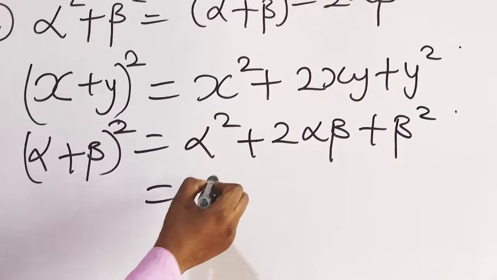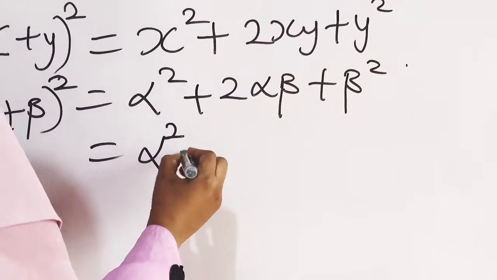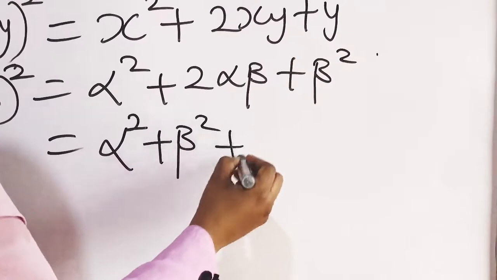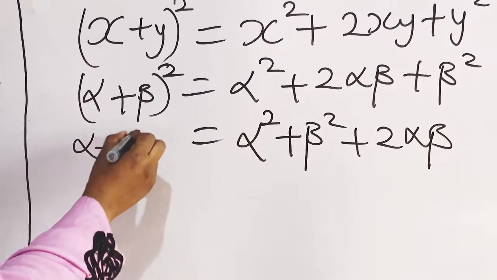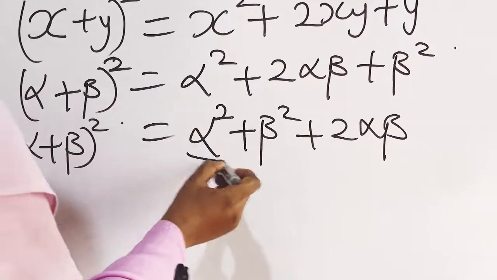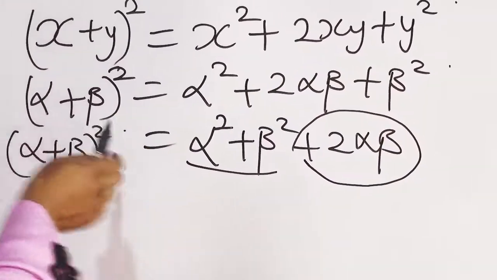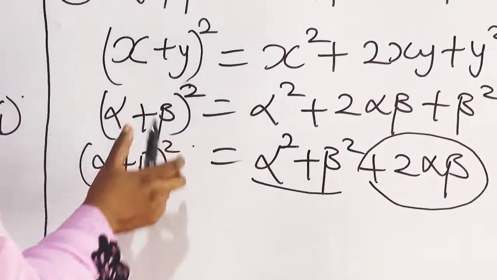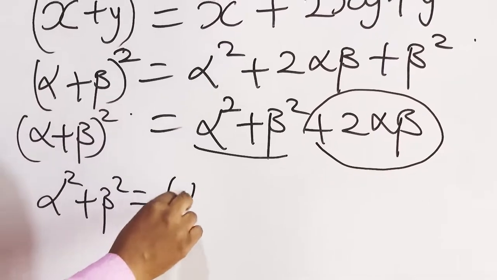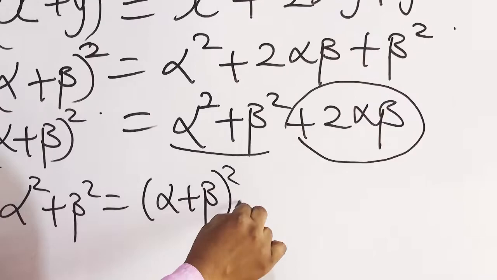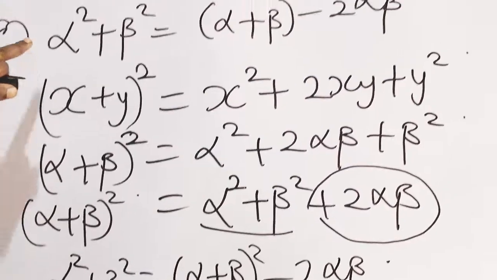Now what we need is to put those with squared together. So alpha squared plus beta squared plus 2 alpha beta is equal to alpha plus beta squared. Now, this alpha squared plus beta squared is what they asked us to find, so we need to move plus 2 alpha beta across to meet alpha plus beta squared. So alpha squared plus beta squared will now be equal to alpha plus beta squared minus 2 alpha beta. So that is how this formula was generated.